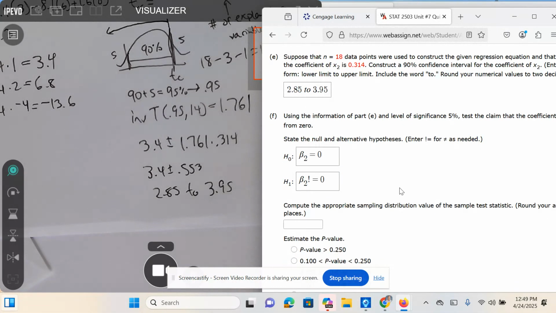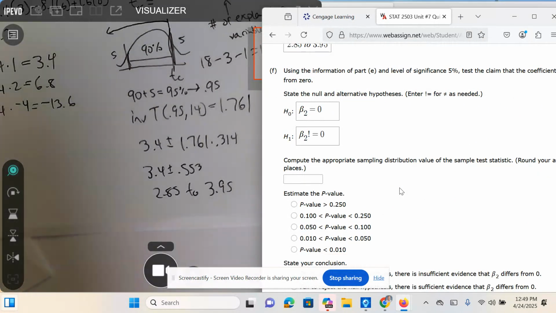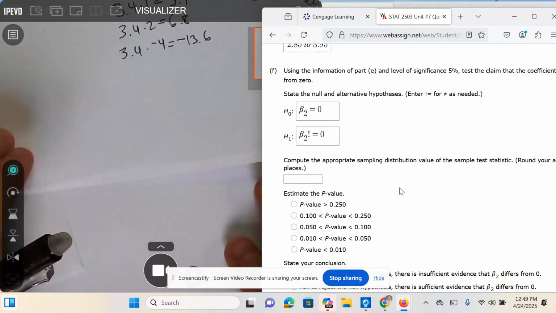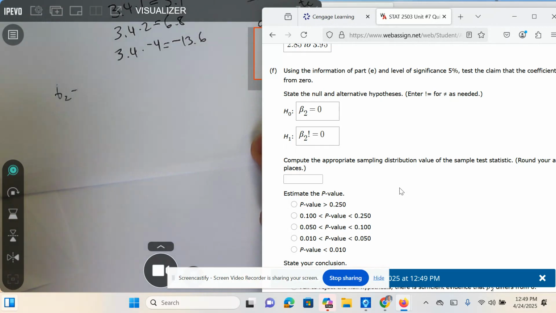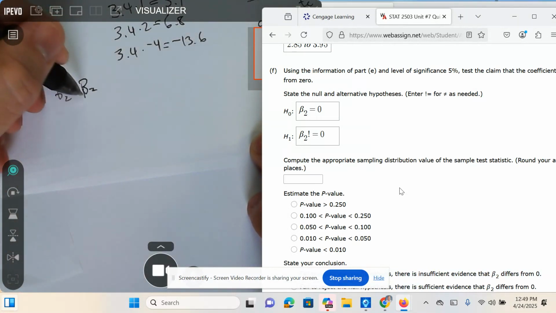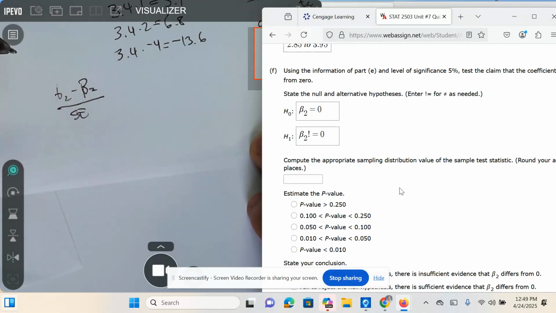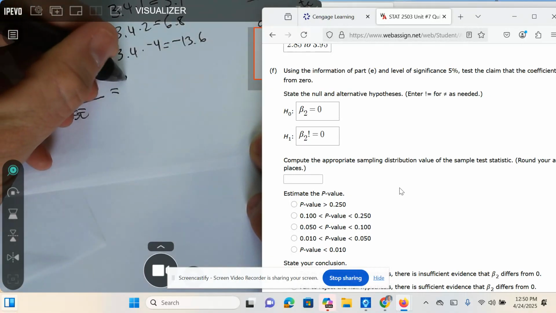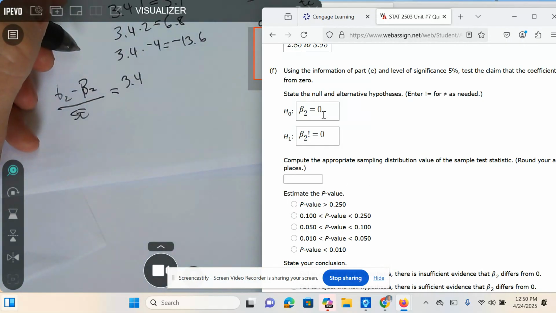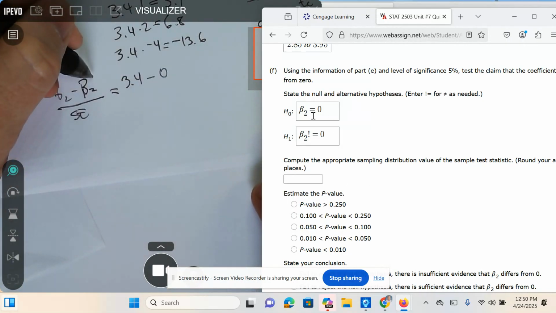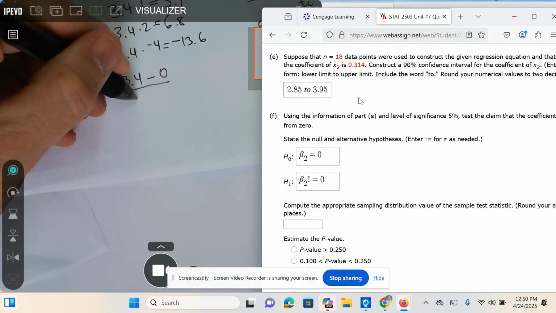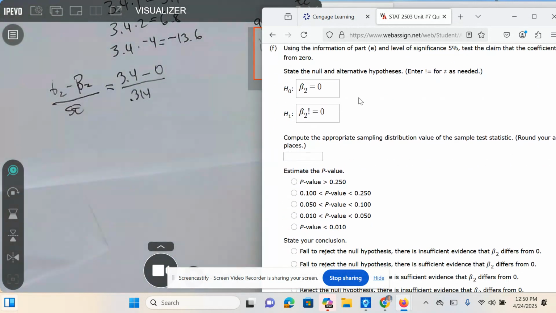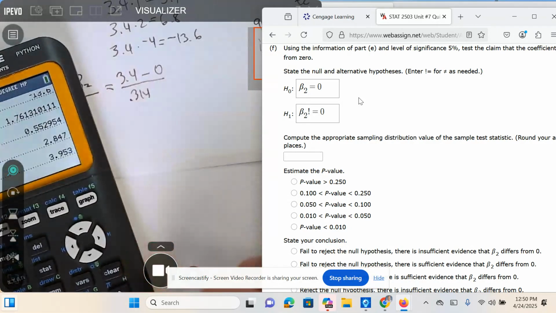Now, the test statistic on this one, we have to do by hand. How do you do the test statistic? It's the value of the slope minus the hypothesized value of the slope, which is beta 2, divided by the standard error. Now, the slope value is 3.4. Beta 2 is the hypothesized value. That's 0, so it's going to be minus 0. You could just leave that off if you want. Divided by the standard error, which is 0.314. So it'd be 3.4 divided by 0.314, which is 10.83.